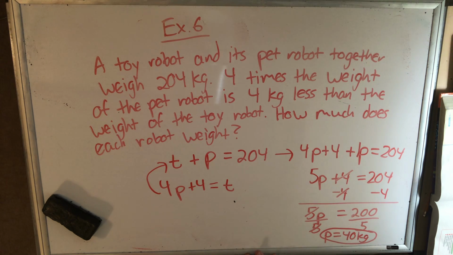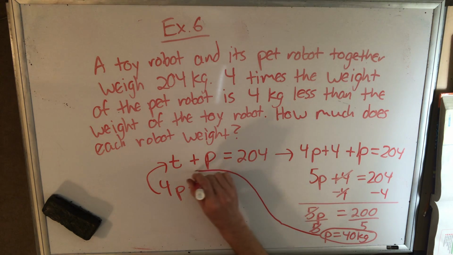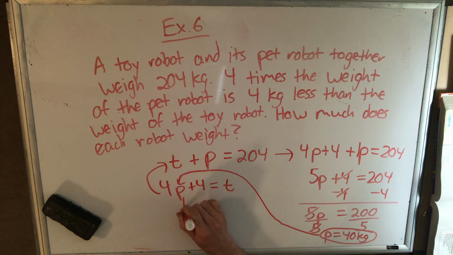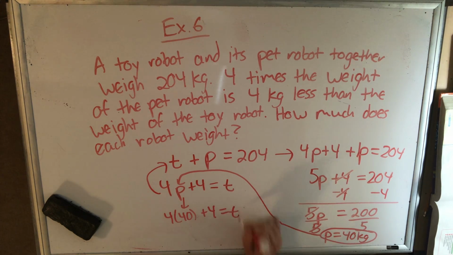And to solve for T, we can substitute in 40 for P in any of the equations. Let's just substitute it into this one since T is already isolated in this equation. That's going to be 4 times 40 plus 4 equals T. According to PEMDAS, we do M for multiplication before A for addition. 4 times 40 is 160. 160 plus 4 is 164. And 164 kilograms is equal to the weight of the toy robot.